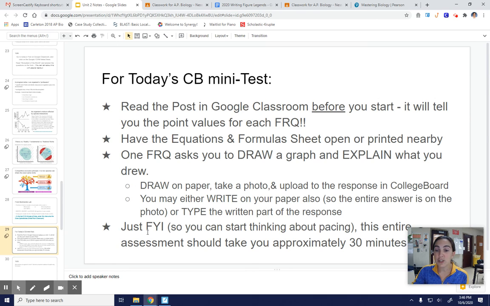And the last thing, just so we can start thinking about it, we'll get into this more the further we go through, but you should be starting to think a little bit about pacing. If this was the actual AP exam and you were given this many questions, the assessment you're taking today probably should take you about half an hour. So you do not have to quit after half an hour, but pay attention and just time yourself. If you're spending 60 minutes on this, then you're going to need to start working on strategies to speed up the time it takes you to respond to the multiple choice and free response questions.